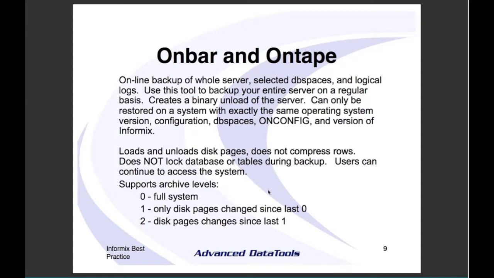Anyway, it has 3 levels of archive. A 0 level is a full system. That means it archives everything. A level 1 will archive only the disk pages that changed since the last 0. So to do a restore with a level 1, you need the 0, and then it will prompt you, do you have a level 1 to restore? A level 2 only does the pages changed since the last 1. And so if time is important, and for all of us time is important, you could do a 0 once a week and then a level 1 every day.